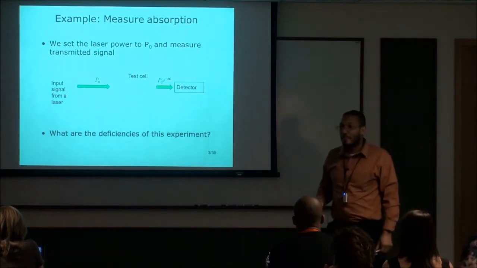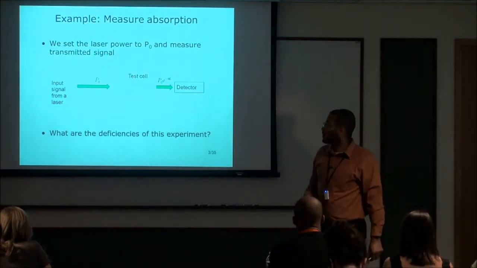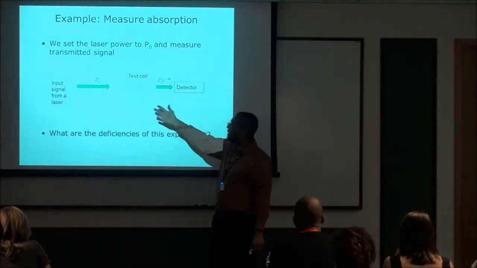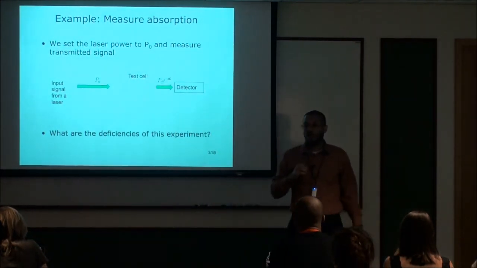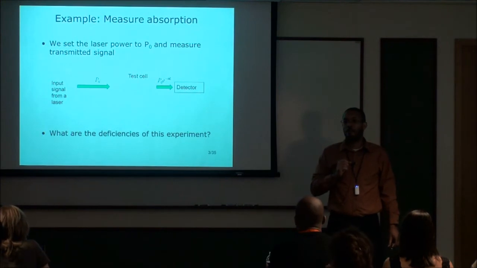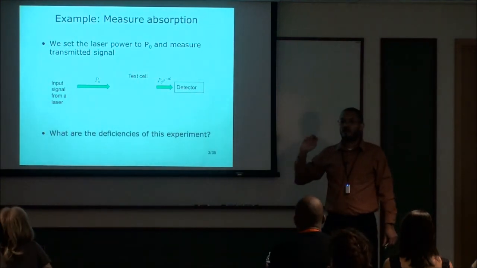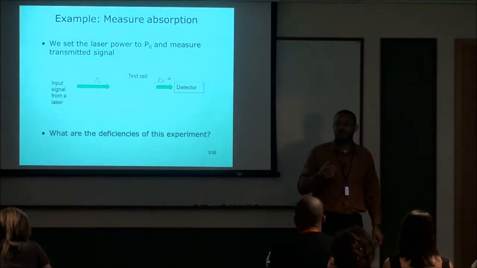Scattering. Okay, so scattering will tell essentially that we're going to lose power that's not due to absorption. So that's one concern that could happen. But thinking about how this is set up for measurement, what are some deficiencies in the measurement?